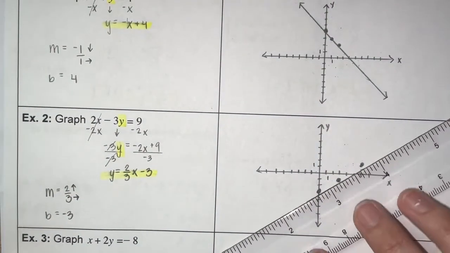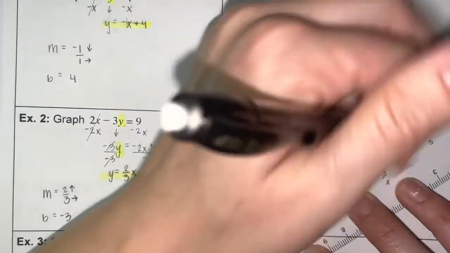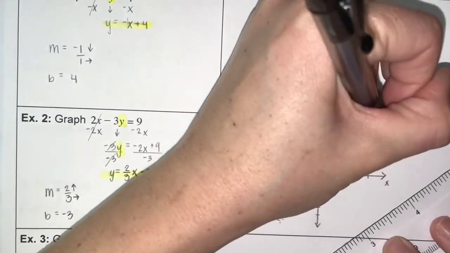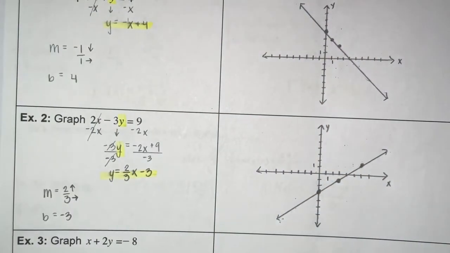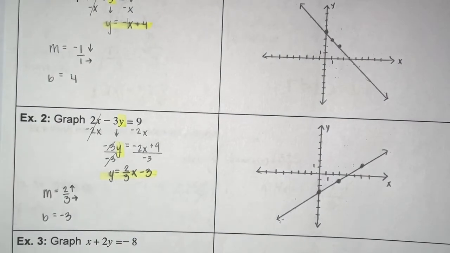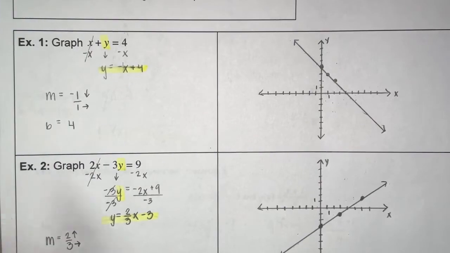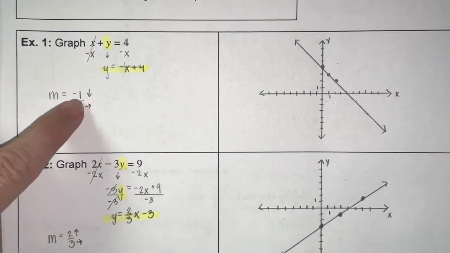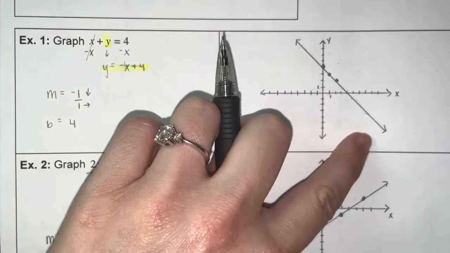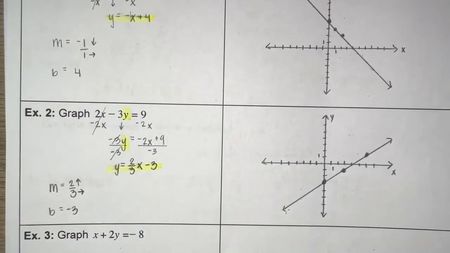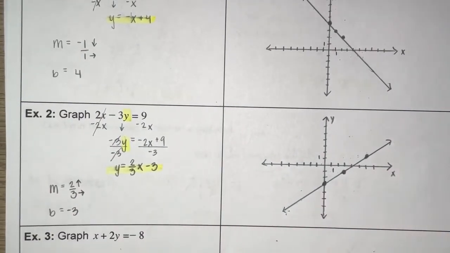And then I can connect those points. Make sure that your line extends through all the points, and then you finish it with arrows. And then remember, you can always double check at least whether your slope is going in the right direction, whether it's positive or negative, really quickly. So for example 1, I had a slope of negative 1, and my graph went down and to the right. For number 2, I had a positive 2/3 slope, my graph went up and to the right.